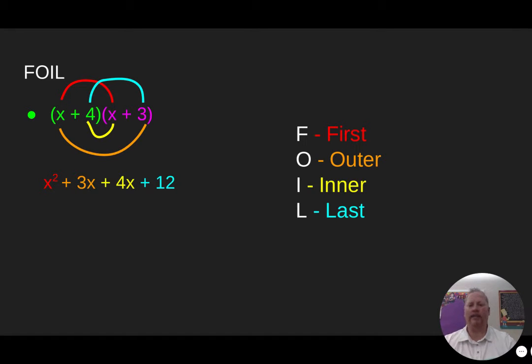And then you double check for like terms. So 3x and 4x are like terms. So you combine those and you make x squared plus 7x plus 12. That's the FOIL process. So now let's talk about how to undo that FOIL process.